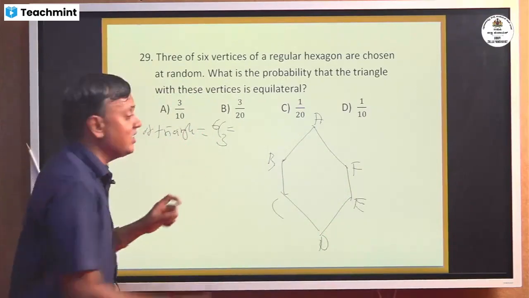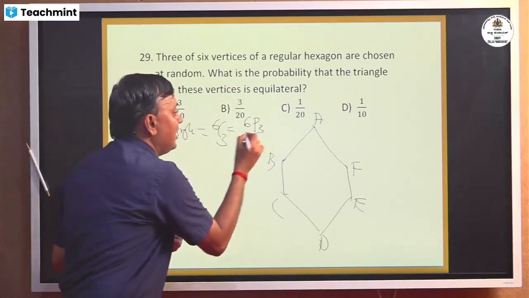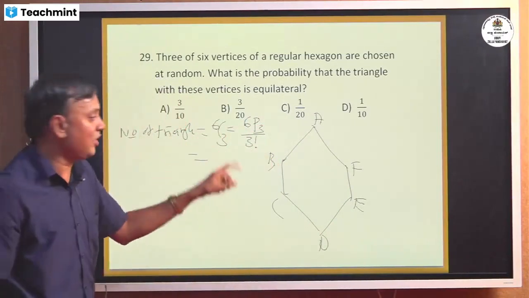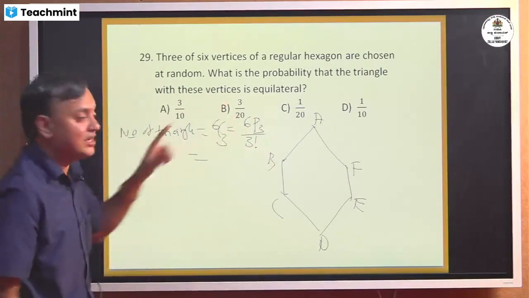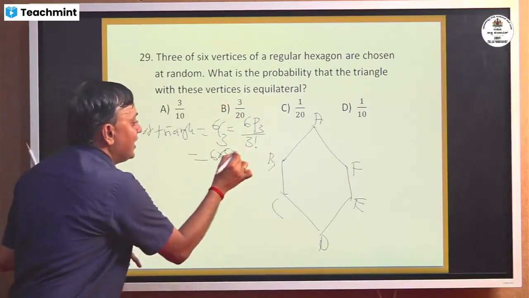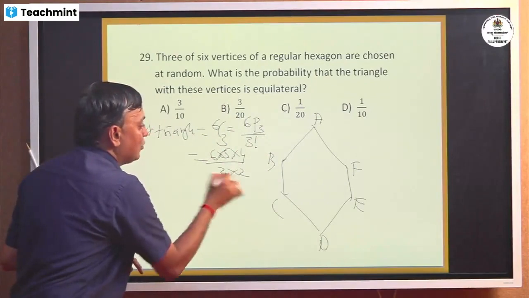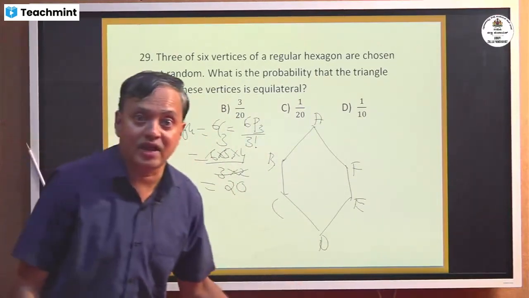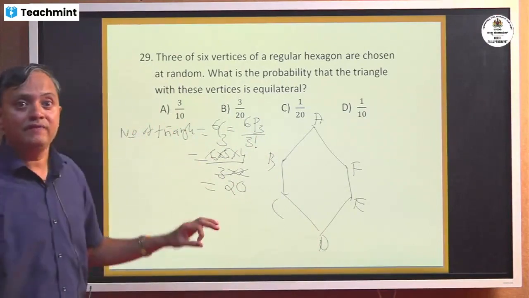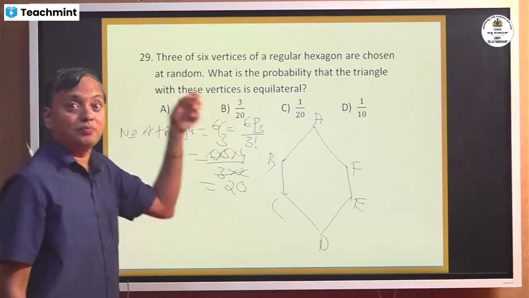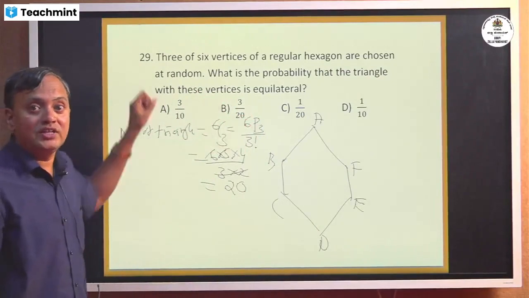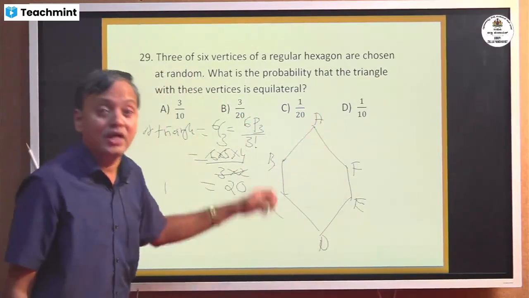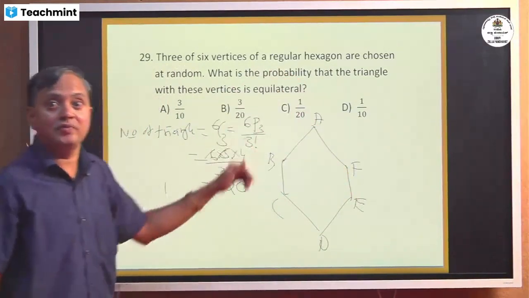What is 6C3? 6P3 divided by 3 factorial. What is 6P3? Product of 3 consecutive factors beginning with 6: 6 into 5 into 4. 3 factorial is 3 into 2. So we get 20 triangles. Among 20 triangles, the question is how many are equilateral triangles, and the probability of an equilateral triangle. Probability of equilateral triangle is equal to number of equilateral triangles divided by total triangles.